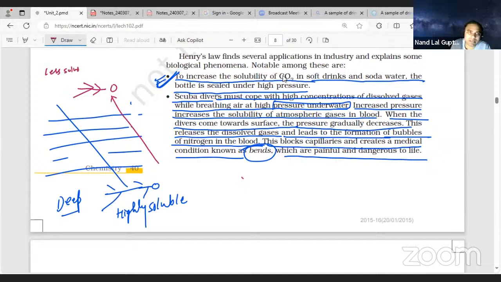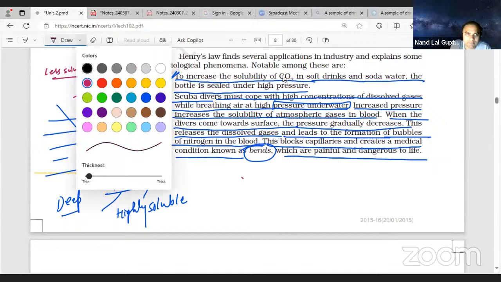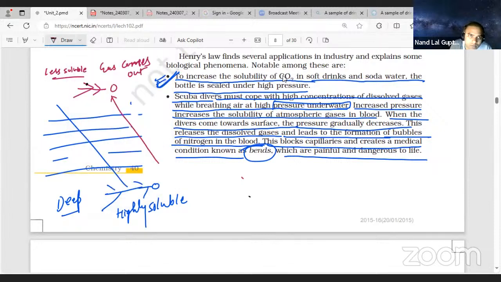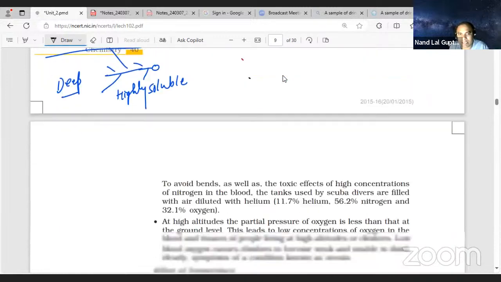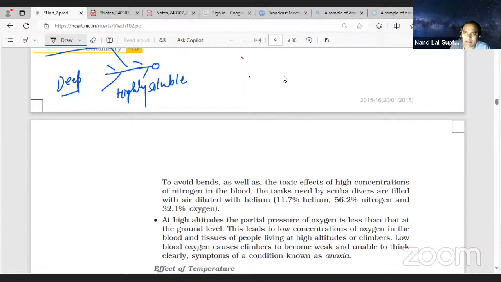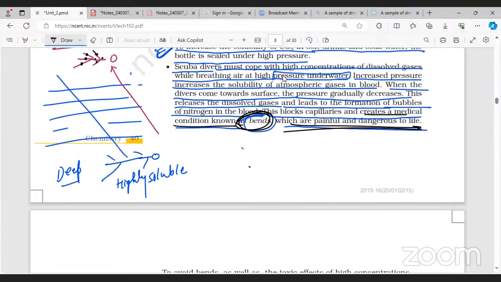Less soluble means the gas comes out. Suddenly the gas is coming out, and it is going to block the capillaries. The blood flow in the body will stop. This is called the medical condition known as bends, a highly painful condition, and sometimes the person dies. Getting my point? Yes, sir.